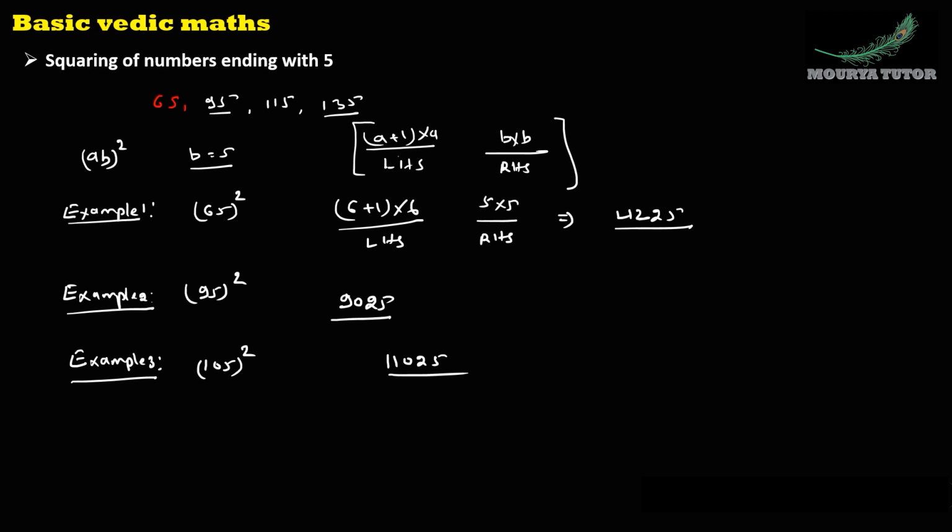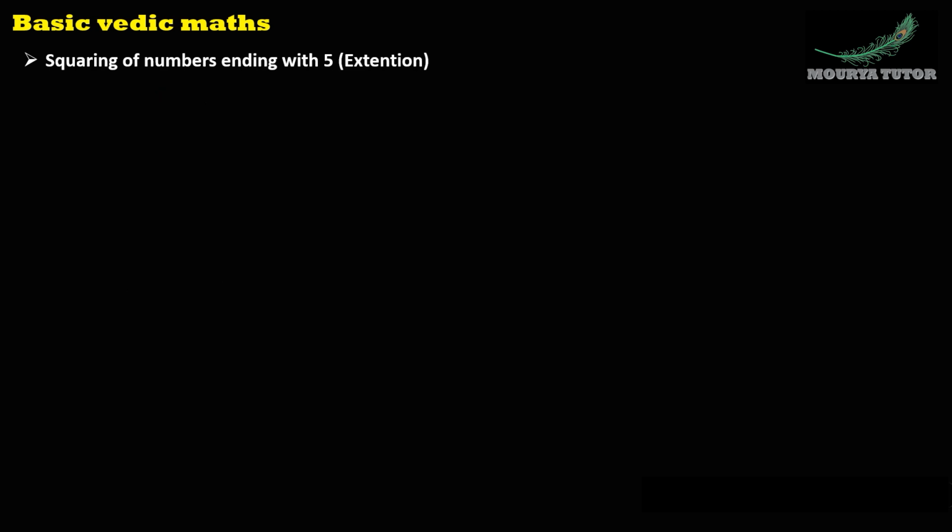Now there is one extension of this rule as well. I'm sure that will be new for you guys. And what is that? Let's suppose you are given two numbers, 42 and 48, and you need to multiply them. Then in that case you can apply the previous rule here as well. But what is the condition that we need to take care of?